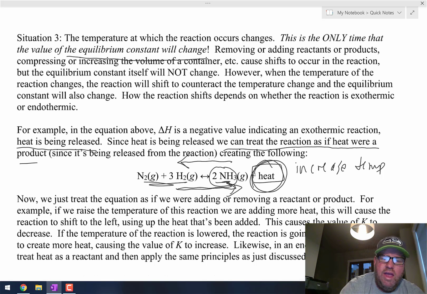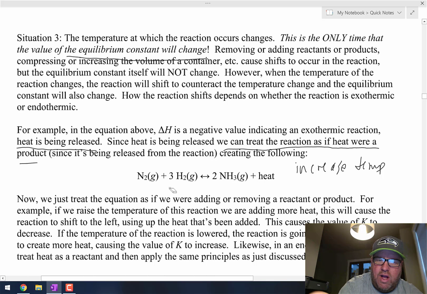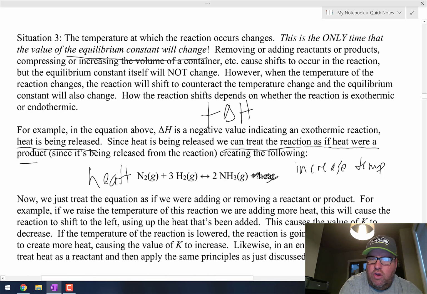If it's an endothermic process, let's say you have a positive delta H, then you put heat on the reactant side, and you treat it as if heat were a reactant. Now what happens if you increase the temperature? You've added some heat. What does the reaction do? It shifts to the right to balance that out. If you lower the temperature, you've removed some heat. What is the reaction going to do? It's going to shift to the left to make more of that heat.